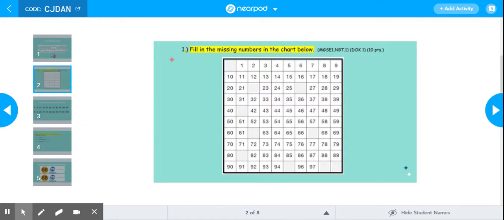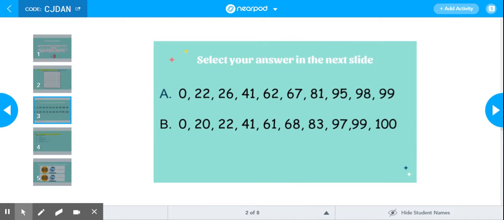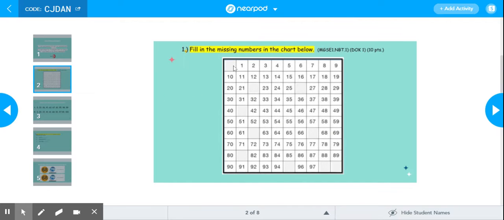Alright, the first question that you're going to see on your assessment is going to look exactly like the handout that you have. And you're just going to fill in the missing numbers on the 100 chart below that you see. This question will be worth 10 points. When it is time to answer this question in Nearpod, the slide will change. So you will see this chart. You will have a moment to write down the numbers that are missing. And then you will be picking, is it A or is it B? So there are only going to be two options. Is it option A or is it option B? You can go back and look at the chart.